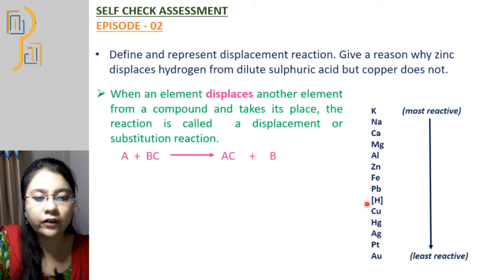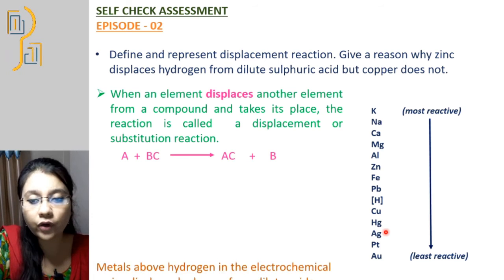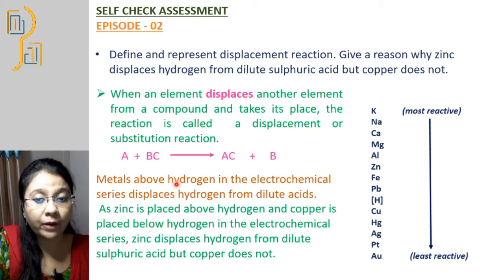Also you can observe that here is hydrogen, and zinc is located over here, and copper is located just below hydrogen. Now we already know metals above hydrogen in the electrochemical series displace hydrogen from dilute acids. Thus, as zinc is placed above hydrogen and copper is placed below hydrogen in the electrochemical series, zinc displaces hydrogen from dilute sulfuric acid but copper does not.